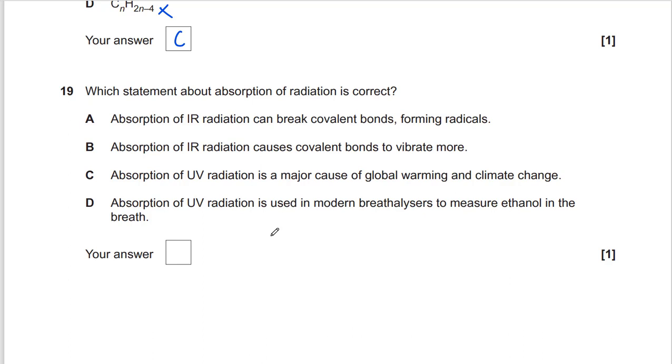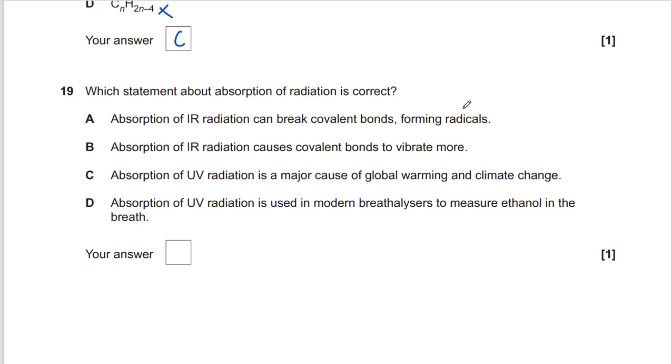Number 19, absorption of radiation. This is a bit of a strange question. It's not something that comes up very often, but it's always something that you need to consider, because infrared, of course, is on the spec. And of course UV as part of free radical substitution means that it is absolutely a possibility that they might ask this question. So let's go through each one in turn then.